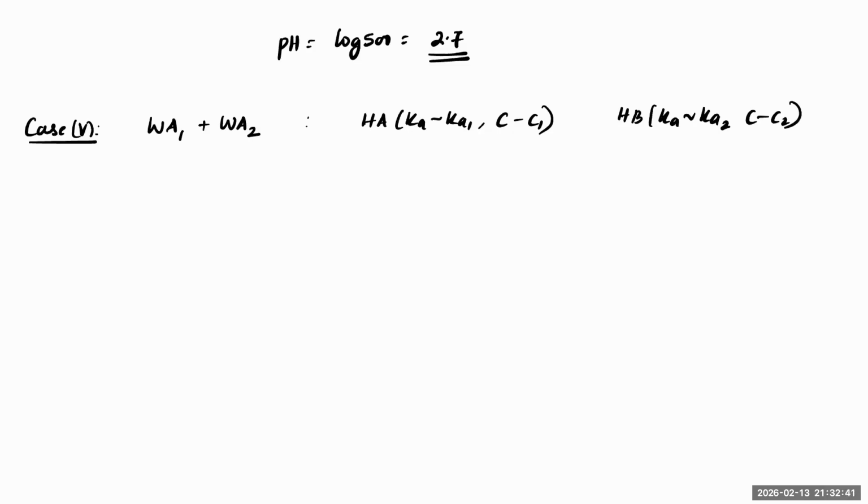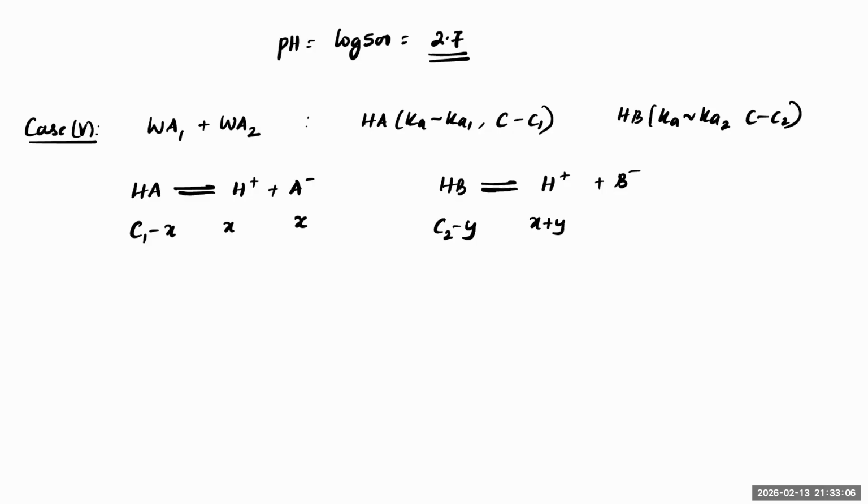If you mix both of them, I'm directly writing the equations, everybody. So check out HA ionizing into H plus and A minus, HB ionizing into H plus and B minus. If this is C1 minus X concentration, this will be X and X. This will be C2 minus Y concentration. This will be X plus Y and Y. Here also it will be X plus Y because it is a common ion. So the contribution happens from both the ends. And this is Ka1 and this is Ka2.